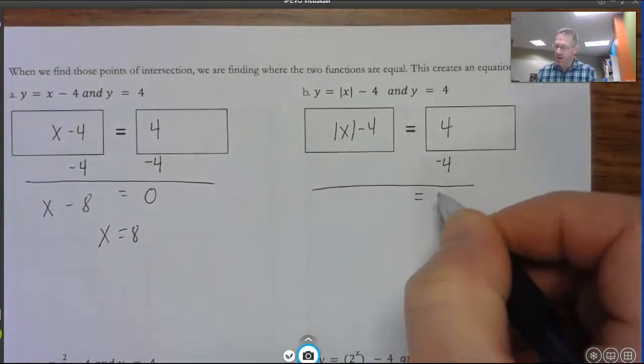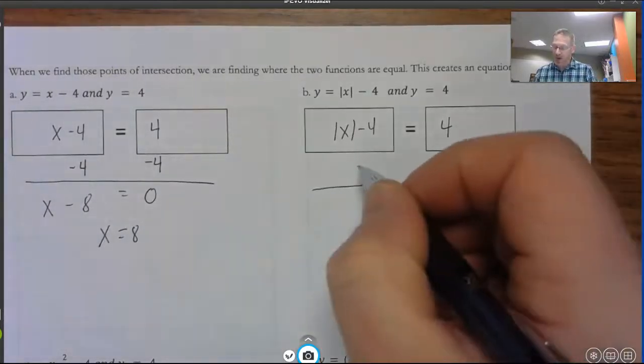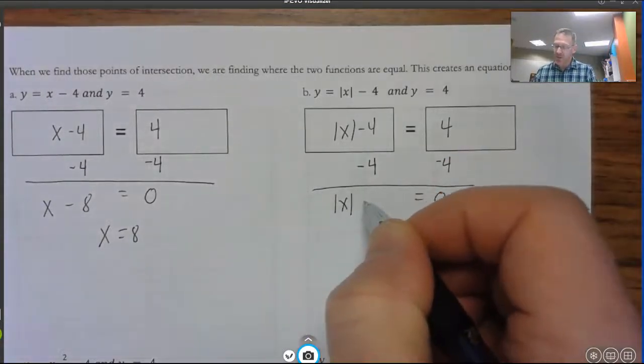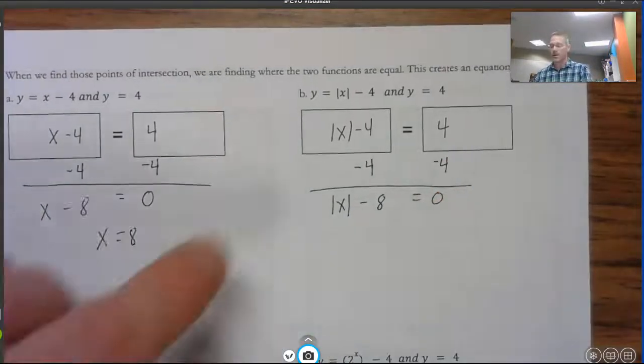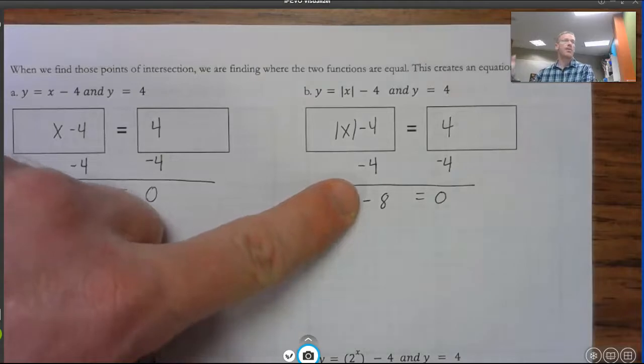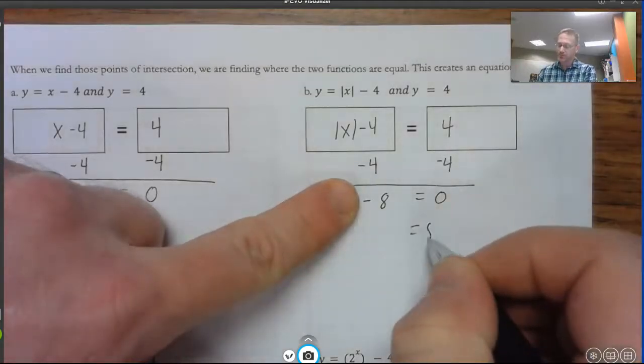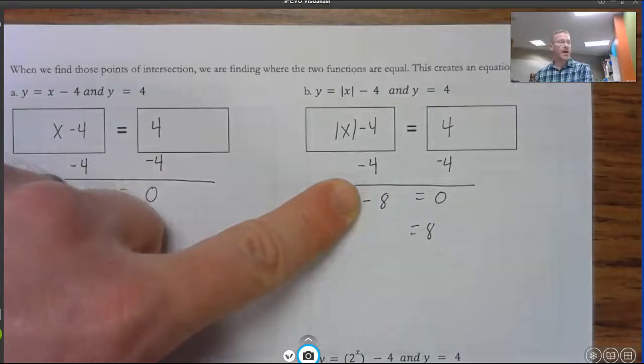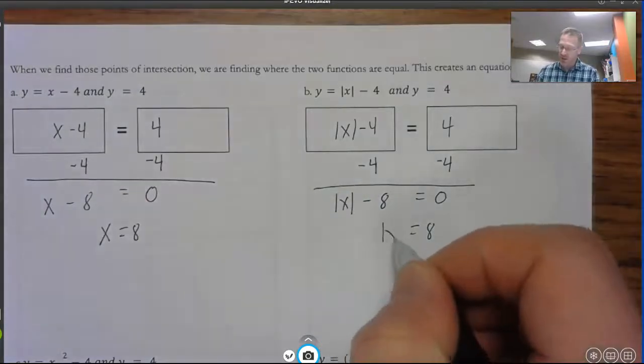That's going to make the right side 0. I'm going to subtract 4 on the left side to balance my equation. So I get the absolute value of x, and then -8 is equal to 0. And then once again, now I can use that 0 property. What -8 is 0? +8. Whatever's behind my hand must be +8, and that would be the absolute value of x.